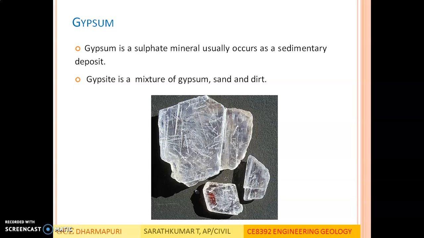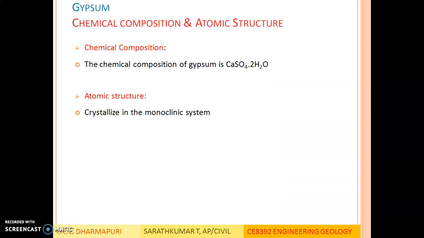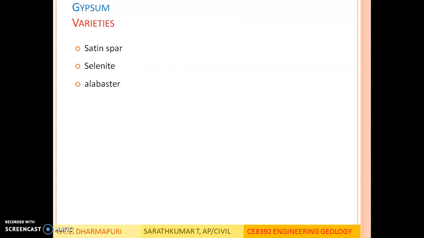Gypsite is a mixture of gypsum, sand and dirt. A picture of gypsum is shown in the slide. The chemical composition of gypsum is calcium sulfate dihydrate, CaSO4·2H2O. Atomic structure: it crystallizes in the monoclinic system. The common varieties of gypsum are satin spar, selenite and alabaster.